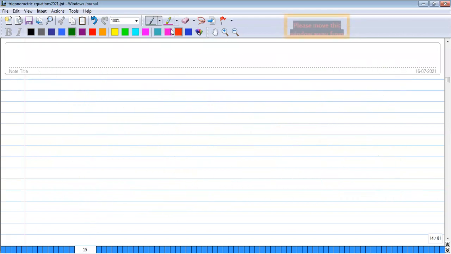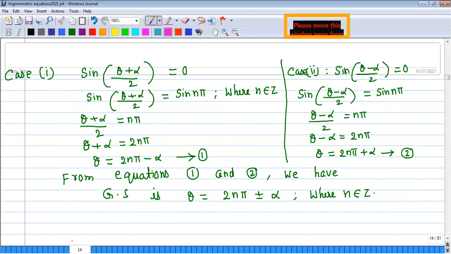Okay, let us solve some examples now. Sir, one should be on the 4th page. So now the proof is clear. Yes, sir.